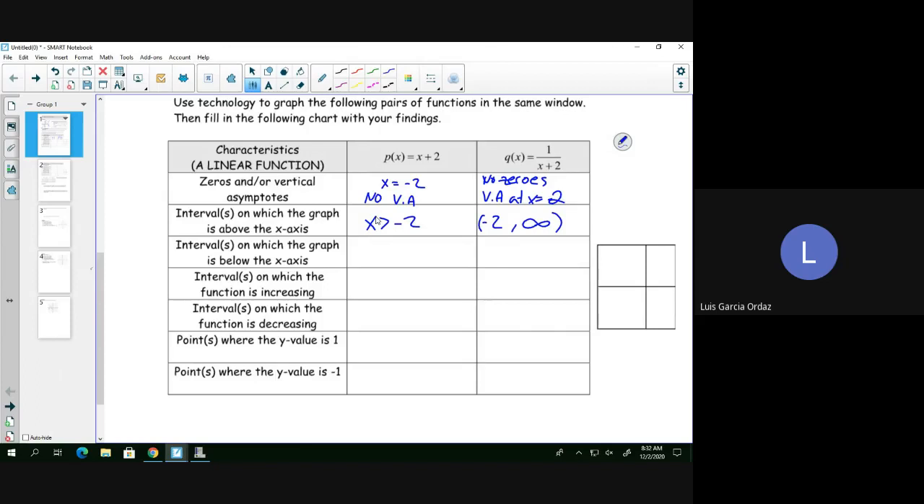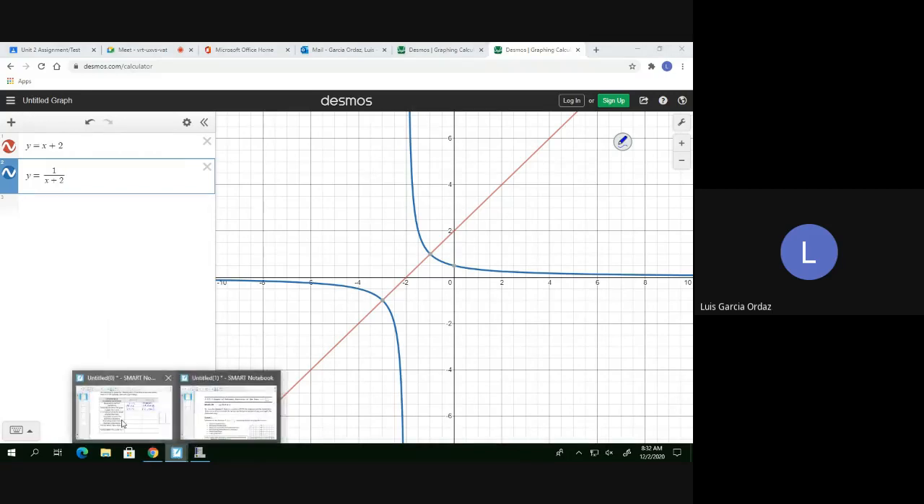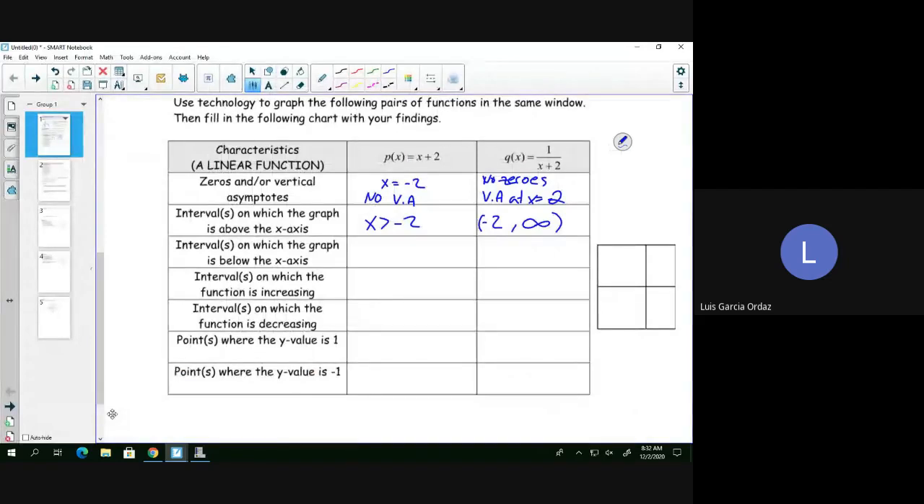Now, what do you think the intervals on which the graph is below the x-axis are for both graphs? So let's look at x plus 2. Where is x plus 2 below the x-axis? So when x is greater than or less than negative 2? Less than negative 2. And how about the reciprocal? Negative infinity. Yep. So for x less than negative 2, and from negative infinity to negative 2.